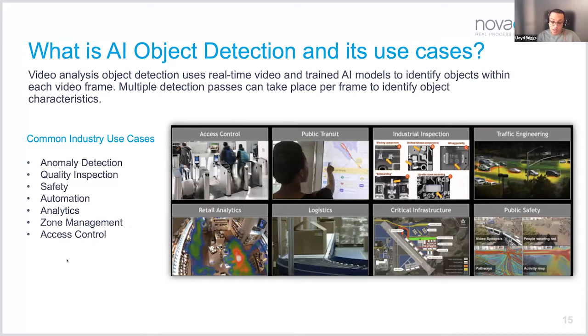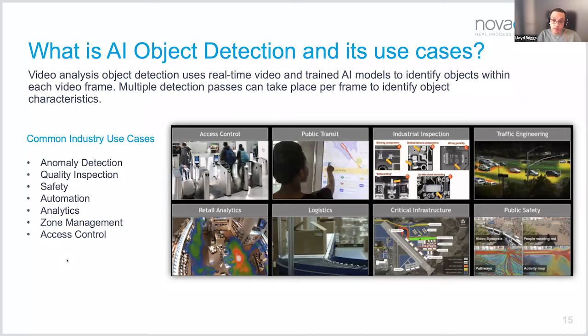Automation analytics, for example, if you have a space and you want to see how many people are moving around that space and where they're moving around in that space. Zone management and access control. You've probably all been through those passport gates at an airport where it scans your passport and it tries to look at your face and recognize your face and compare it with the biometrics on your passport.